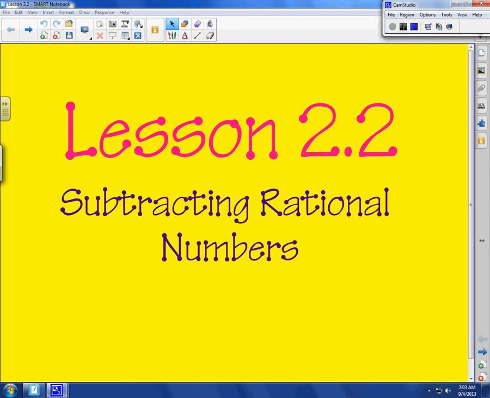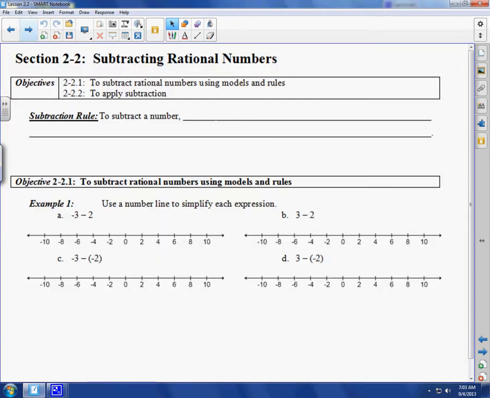This is lesson 2.2 for algebra, subtracting rational numbers. So title it 2.2 and then subtracting rational numbers. Now, the rule, subtraction rule. Write this in your notes. This is really the only key concept or vocab term in this lesson. So to subtract a number, all it says is to add its opposite.